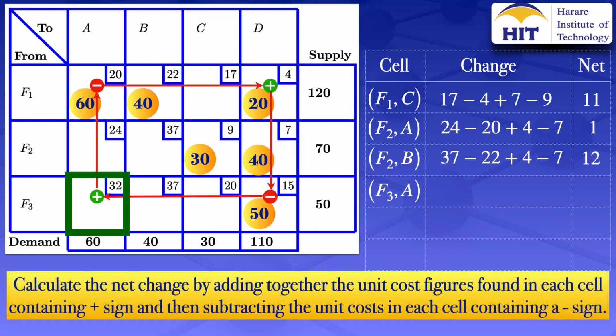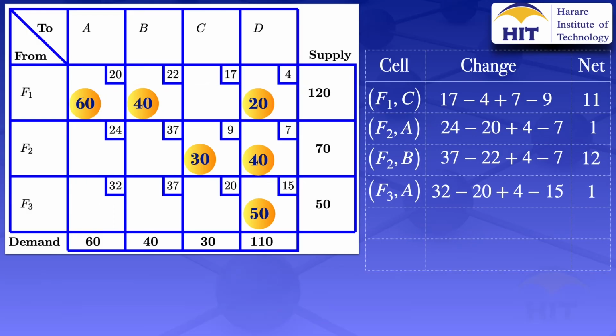For the cells that have the positive sign, we add the unit costs. For the cells that have the negative sign, we subtract the unit costs. So it will be 32 minus 20 plus 4 minus 15, which gives us a 1. Then move to the next unoccupied cell, this cell here, cell F3B.